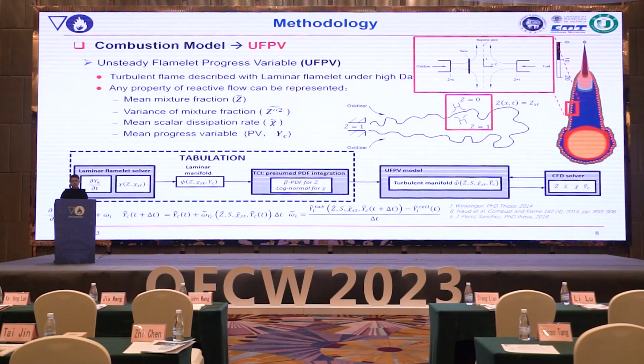On the slide, there is a brief overview of this model's steps. First, we get the laminar manifold from the laminar flamelet solver, and then we use the PDF integral to consider the turbulence and the chemical reaction. Then we get a pre-calculated table that stores all the chemical information, which is coupled with the CFD solver.